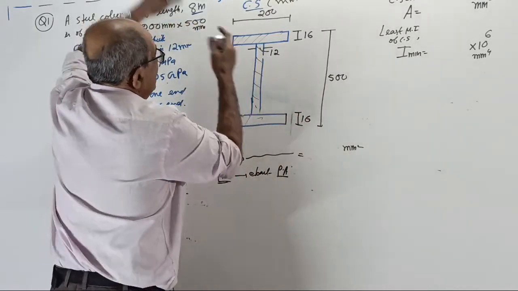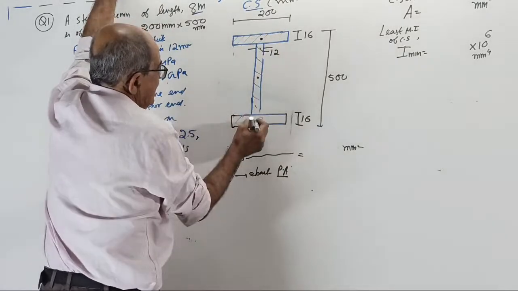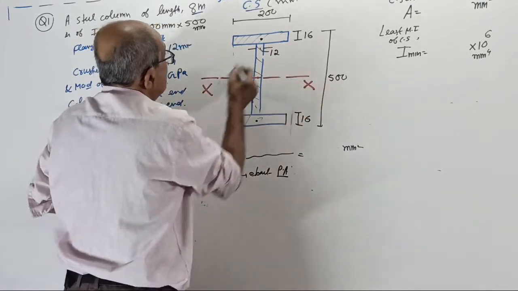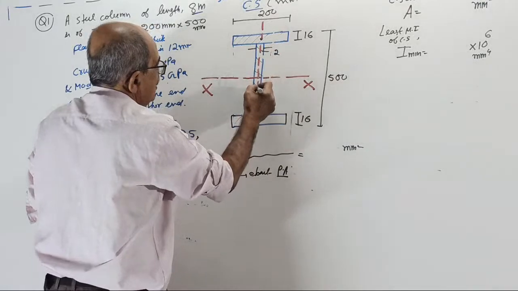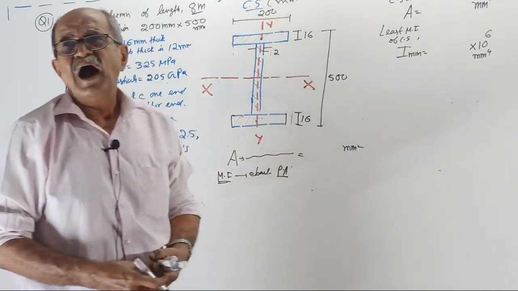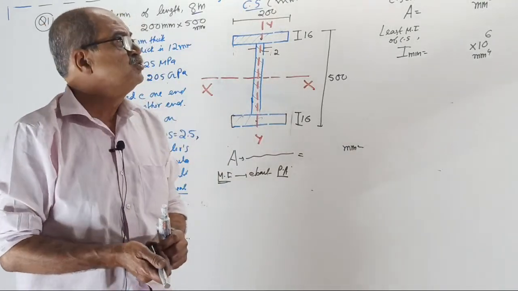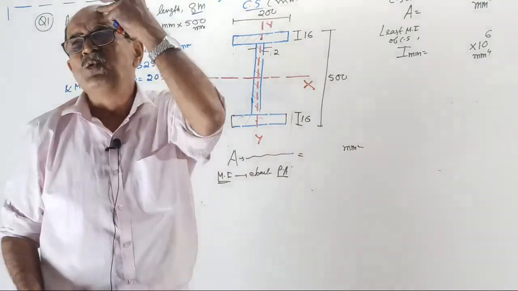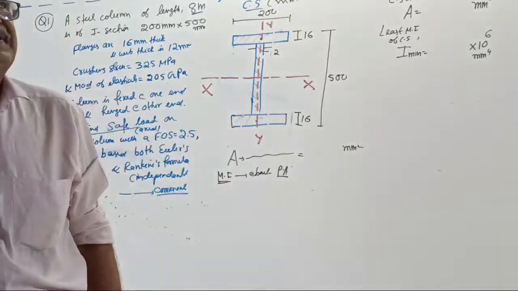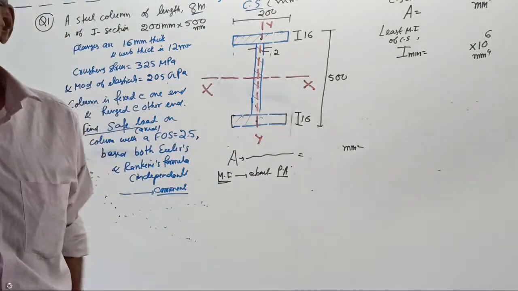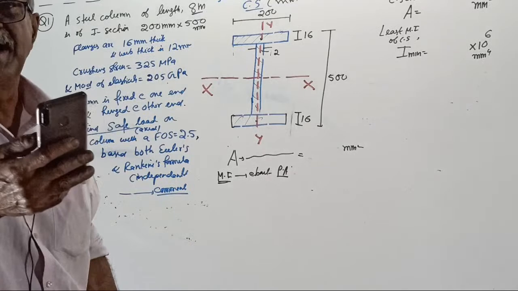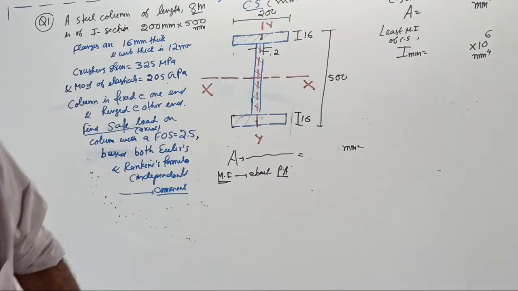See now. CG here, CG here, CG here. This is the XX axis. This is the YY axis. Actually, if you know the concept, tell me for a rolled section, undoubtedly you know, those who came to my steel class, I told thousands of times for you. Tell me, which is the weaker axis here? Or which axis has got lesser moment of inertia, XX or YY? I have told it thousands of times in steel class. YY.